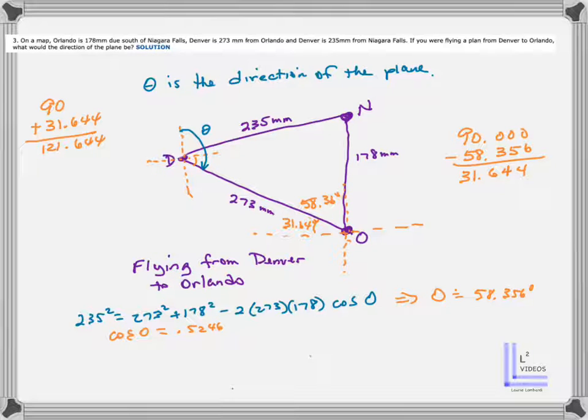Okay, I thought I'd just record a quick video to show you number 3 in the law of cosines, law of sines unit. So this is what you need to do. First, just draw a sketch.